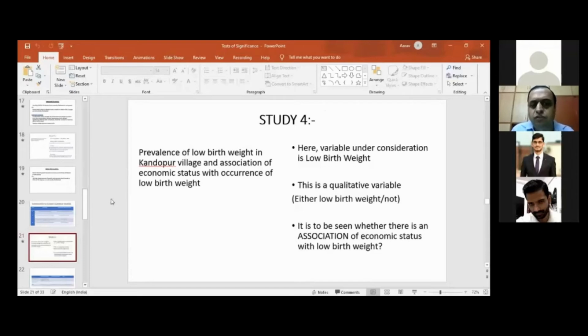Now it is the prevalence of low birth weight in Kandopur village and association of economic status with this low birth weight. So here the variable is low birth weight. This is a qualitative variable, as low birth weight is there or not. And it is based upon measurement only, but we are not putting that measurement here. We have to classify that into low birth weight, yes or no. And it is to be seen whether this low birth weight is associated with the economic status or not. So how are you going to assess it?